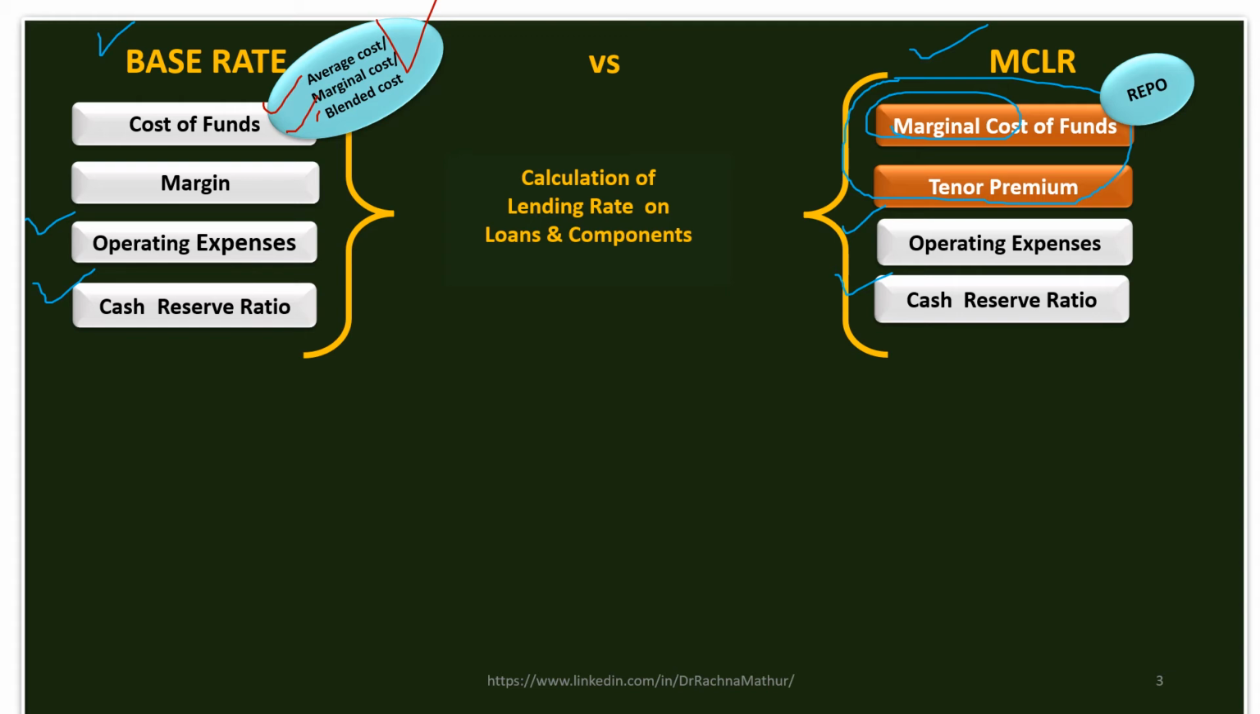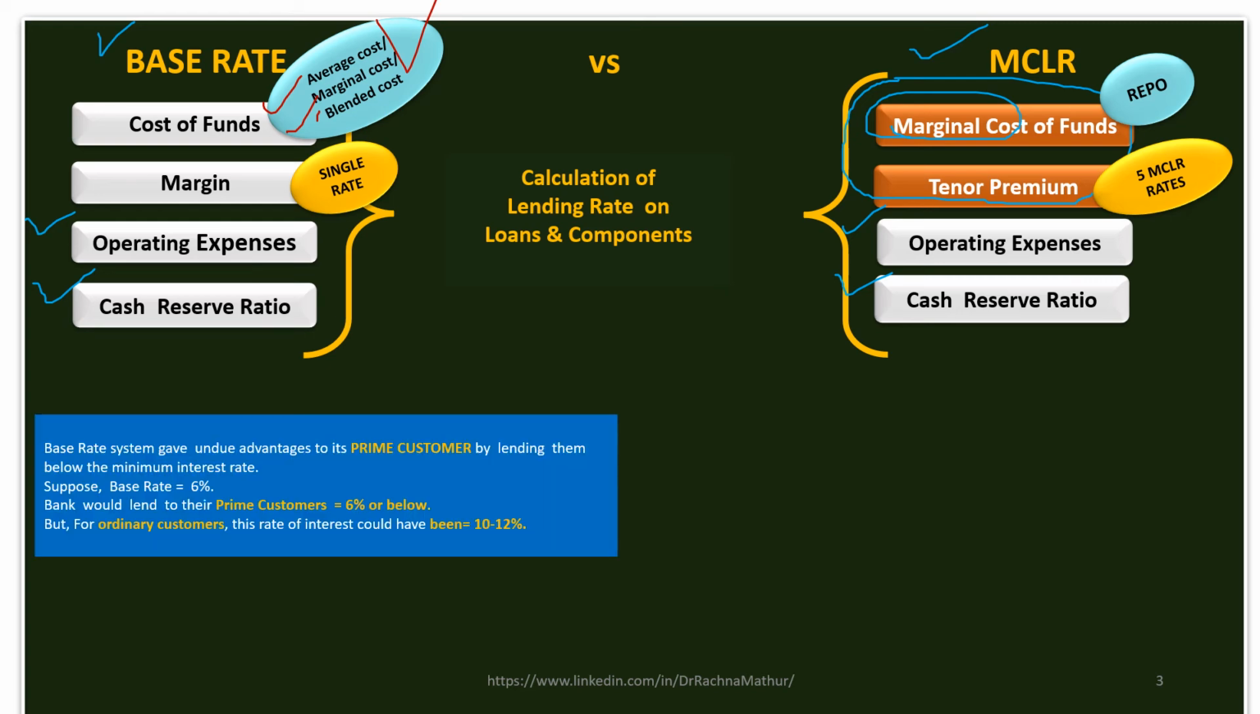While in MCLR, there are 5 MCLR rates on the basis of tenure of overnight, 1 month, 3 months, 6 months, and 12 months. It is mandatory for all the banks to review and publish all 5 MCLR rates on monthly basis. But in the base rate system, there was only single rate.